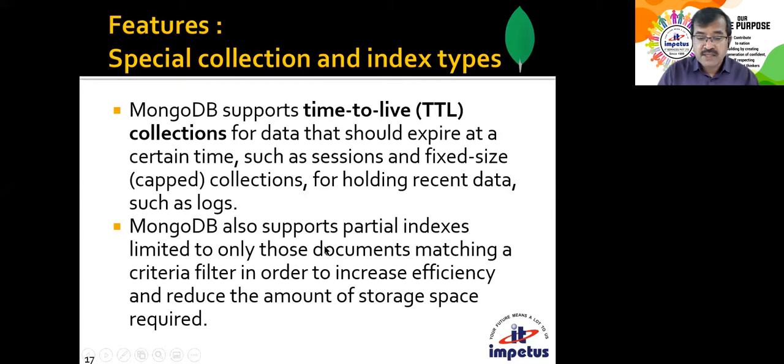It also supports partial indexes limited only to those documents matching a criteria filter in order to increase efficiency and reduce the amount of storage space required. What does that mean? Partial indexes limited only to those documents matching a criteria filter. That means I do not want to create an index which is for the whole data. Remember when we had created indexes in RDBMS, when I say create index name, that was for all the records. It was not like only for those records matching this condition, create an index for them. No, it was for the entire record, all the rows. So a complete scan of your table has to be done.